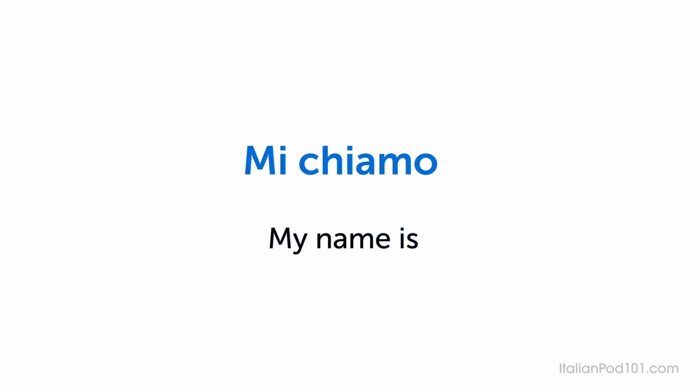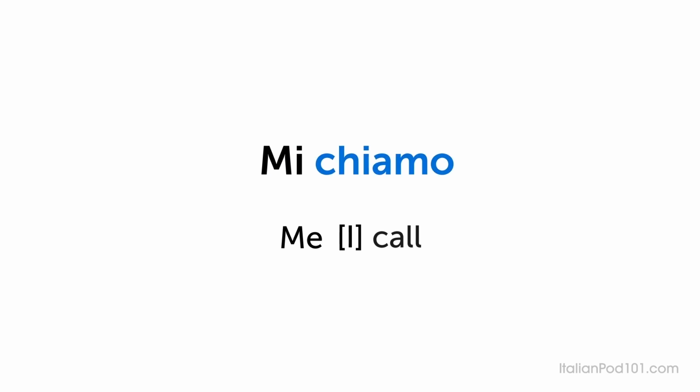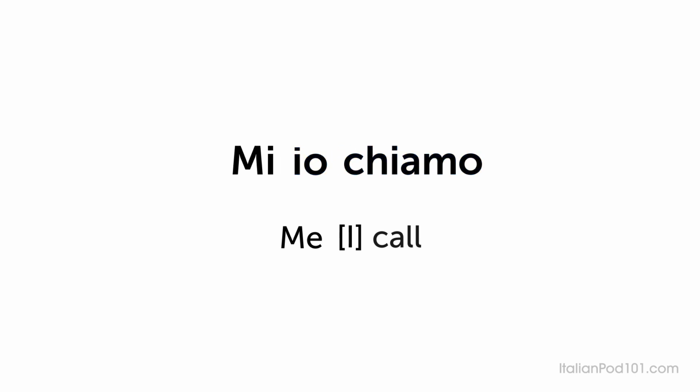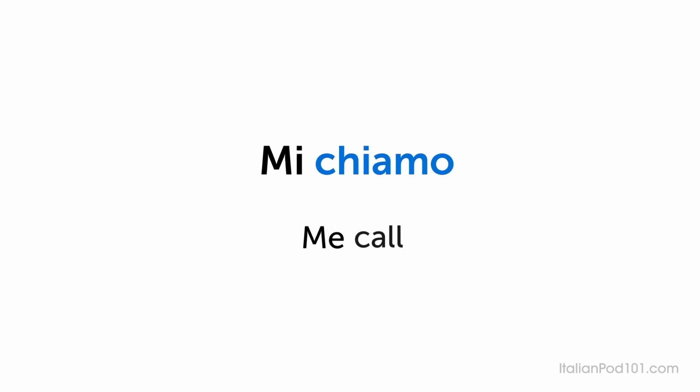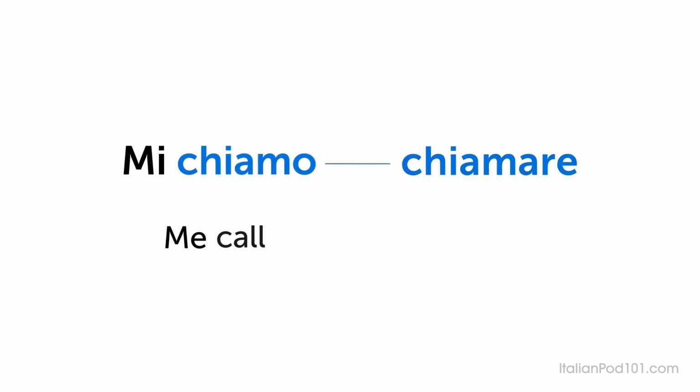Mi chiamo. First is, Mi, meaning me. After this is, Chiamo, meaning I call. Note, Chiamo is the shortened form of, Io chiamo. In Italian, Io, I, is usually omitted. Chiamo is from the verb Chiamare, to call.